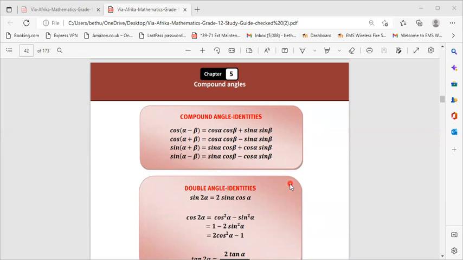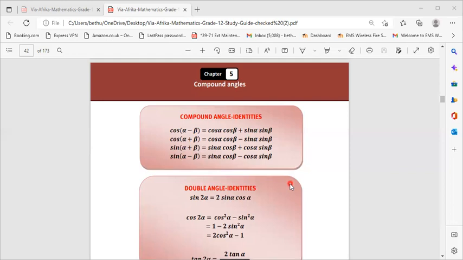All right, next topic we will be covering is compound angle identities. If we're given cos of alpha minus beta, that is equal to cos alpha times cos beta plus sine alpha times sine beta. If you're given cos of alpha plus beta, it is equivalent to cos alpha times cos beta minus sine alpha times sine beta.